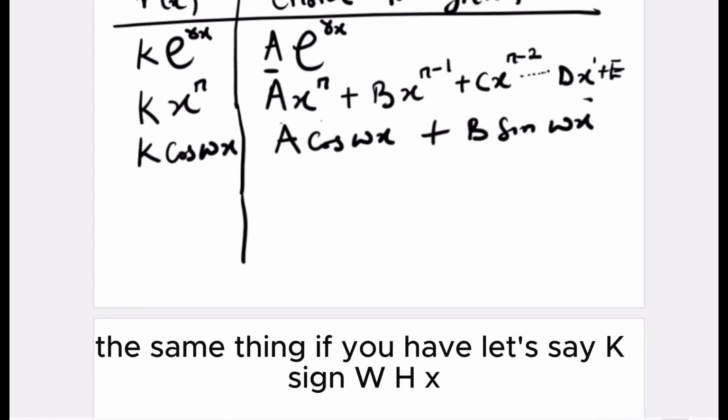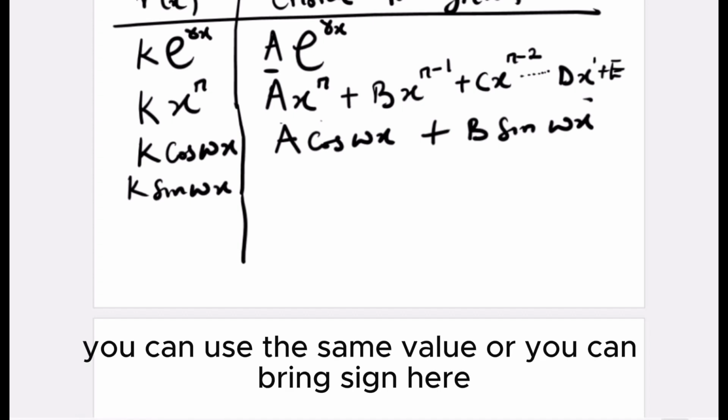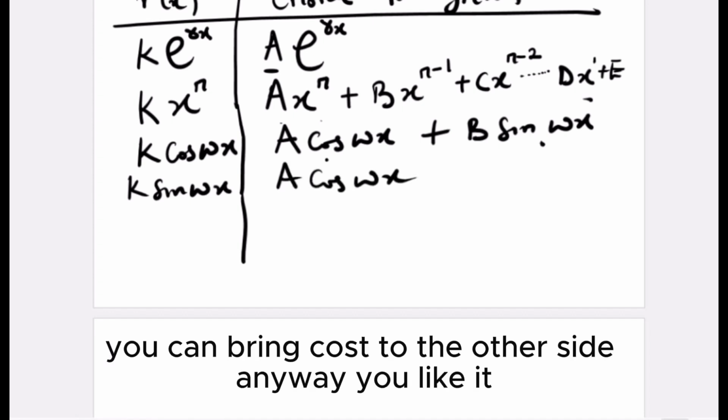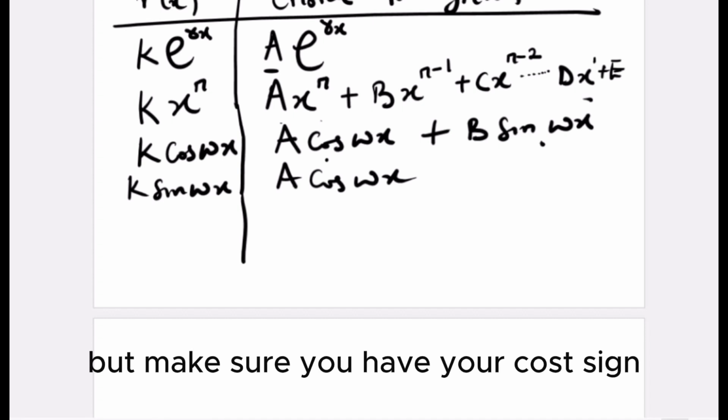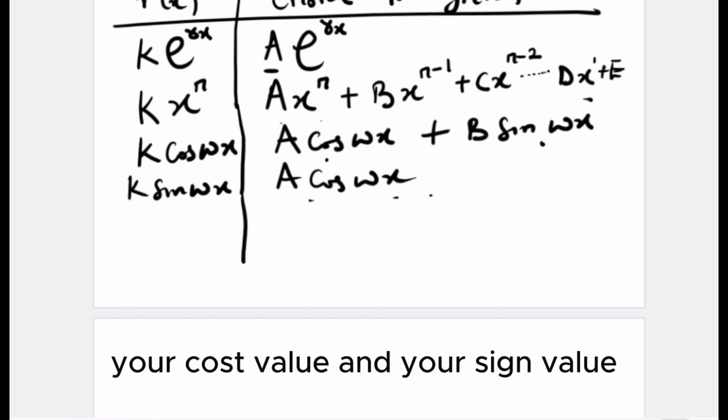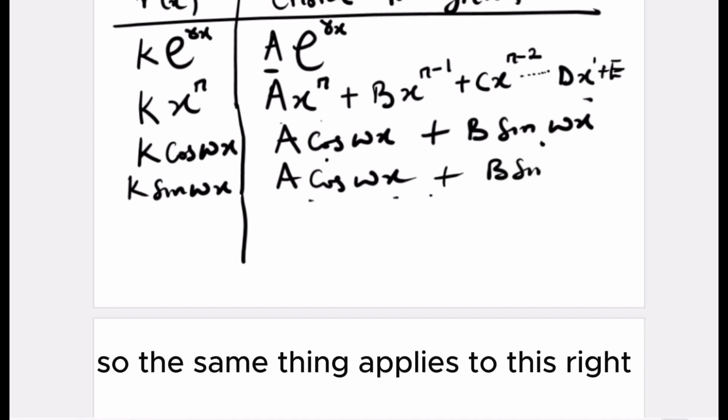The same thing if you have, let's say, k sine wx, you can use the same value, or you can bring sine here, you can bring cos to the other side, any way you like it. But make sure you have your cosine value and your sine value. So the same thing applies to this, right?